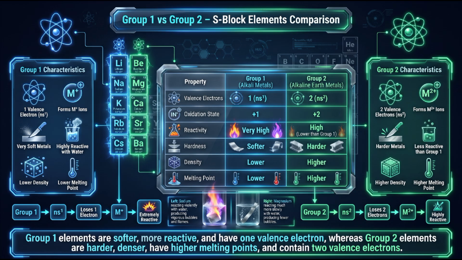Together, these similarities and differences provide a complete understanding of the behavior of the S block elements and their position in the periodic table.